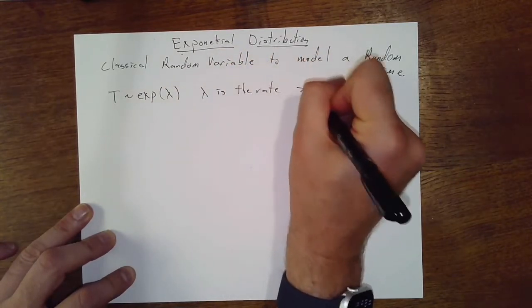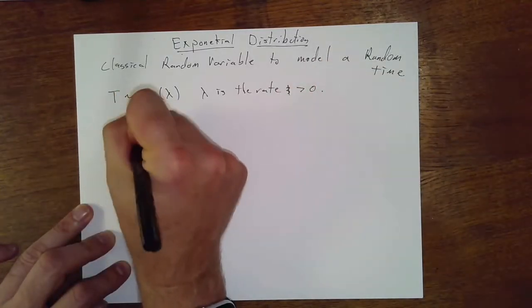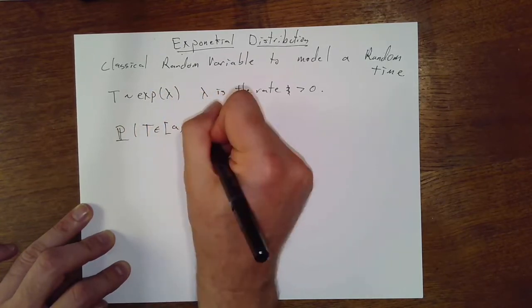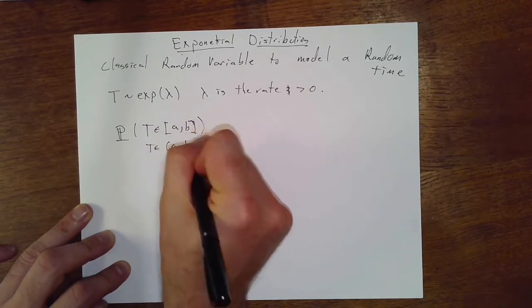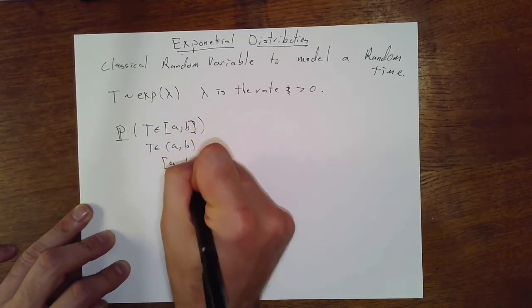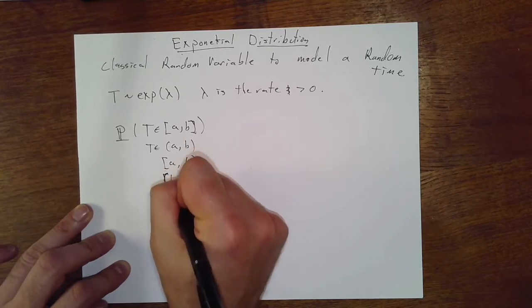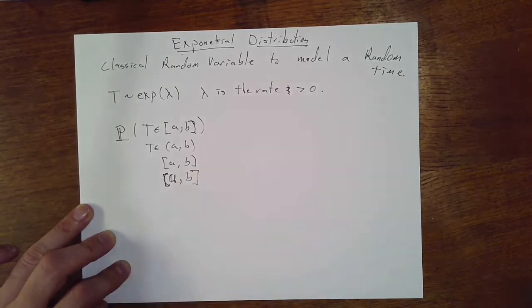We'll see a little bit later what the interpretation of it is, but it's kind of how fast the random clock runs. And to calculate the probability that t is in between a and b, we could write it this way, or we can write it like this. The point I'm trying to make here is that it doesn't matter whether we make it an open interval or closed interval at either end. It's always the same thing because this is a continuous random variable.